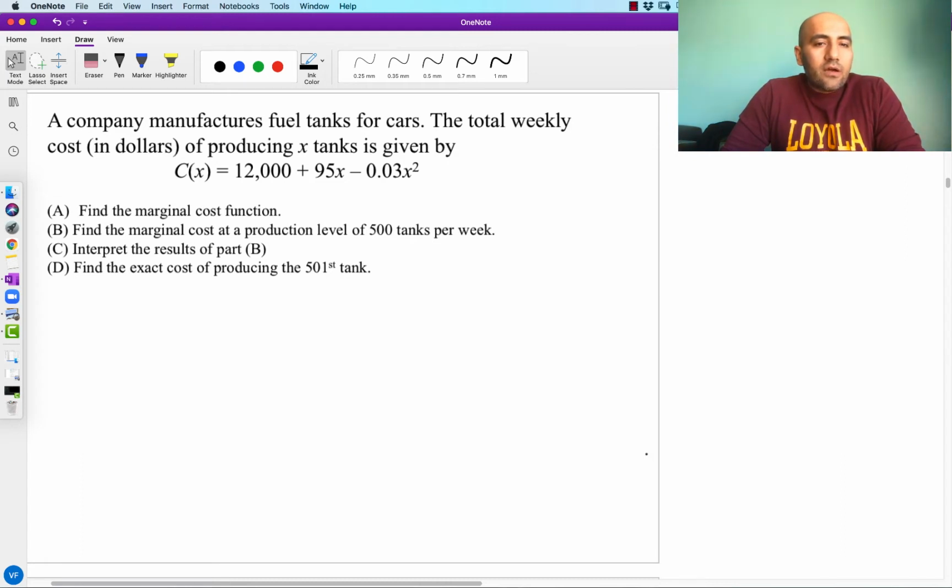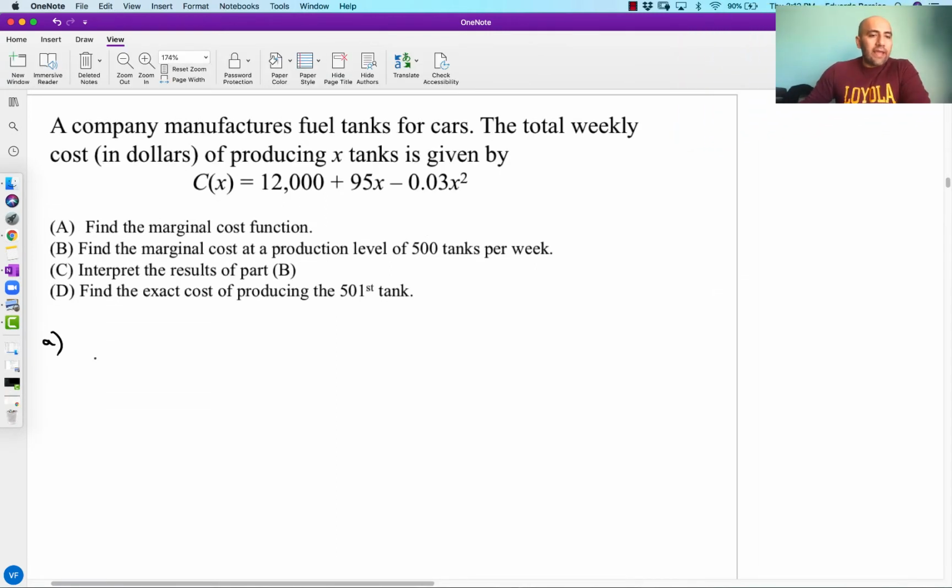Okay, find the marginal cost of a production level of 500 tanks per week. Interpret the results of part B. Find the exact cost of producing 501 tanks. So for part A, we want the marginal cost, which is going to be the first derivative of the cost function.